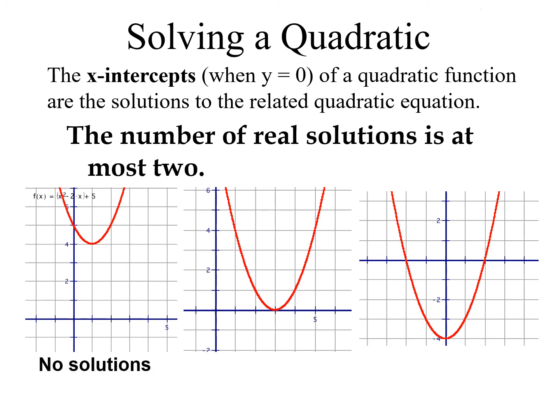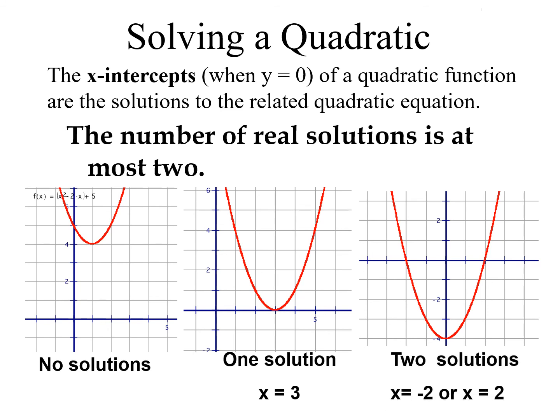So in here, there's no solution because it doesn't cross the x-axis. While here, we have one solution, which is x equals 3, because it touches the x-axis once. In here, it touches the x-axis twice, so we have 2 solutions: x equals negative 2 or x equals 2.